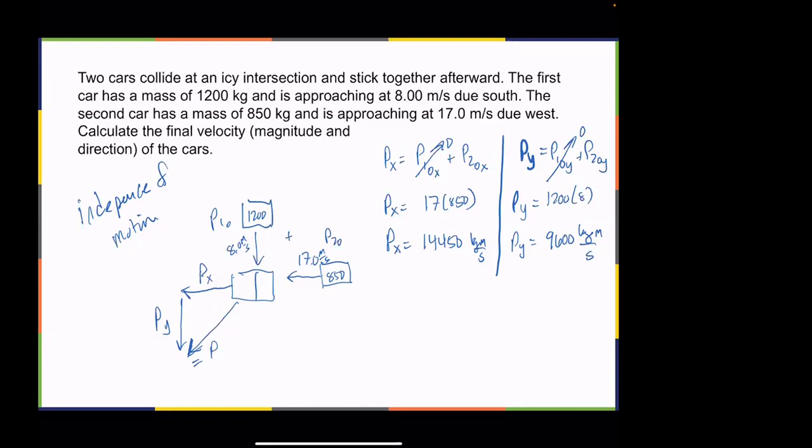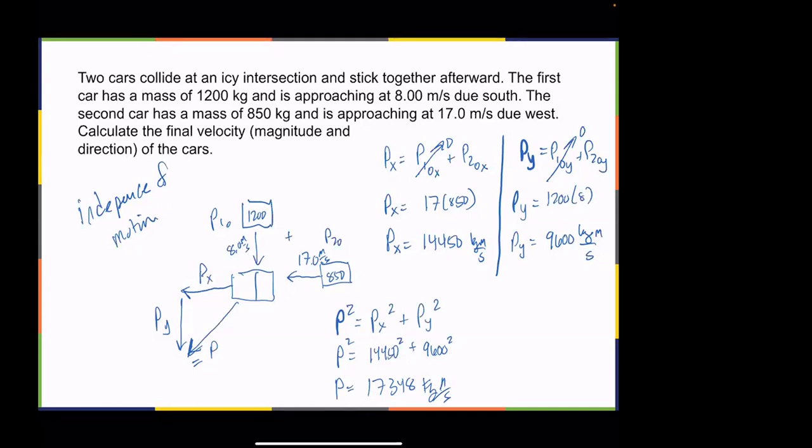So P is made up of its two components. So P squared equals Px squared plus Py squared. P squared equals 14,450 squared plus 9,600 squared. Right, P is 17,348 kilogram meters per second.